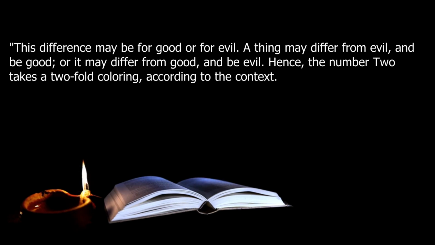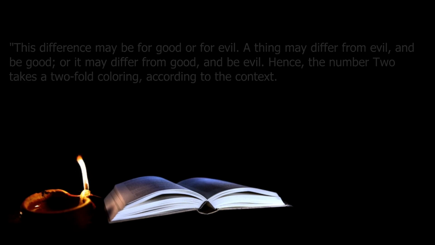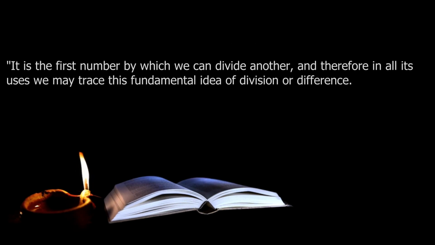This difference may be for good or for evil. A thing may differ from evil and be good, or it may differ from good and be evil. Hence, the number 2 takes a twofold coloring according to the context. It is the first number by which we can divide another, and therefore in all its uses we may trace this fundamental idea of division or difference.